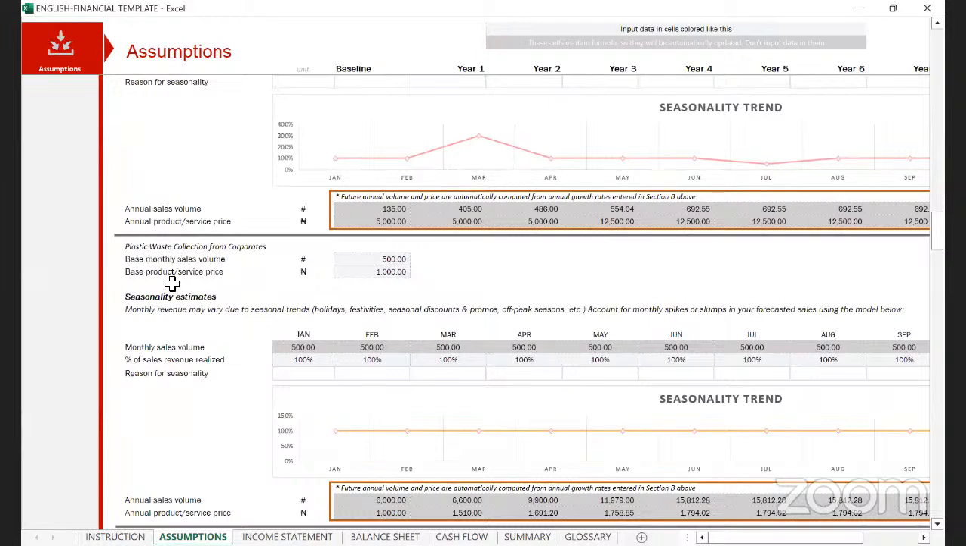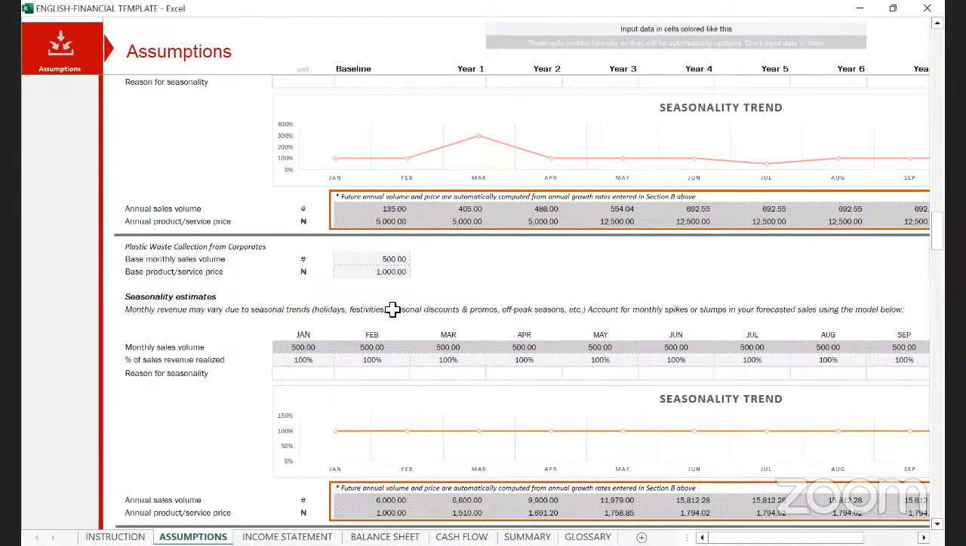The next product line, which was plastic waste collection from corporates, we're estimating that you'll be able to go, again, this is the business idea concept that I'm using to fill this financial model template, that you collect plastic and you recycle it, but you also have another business line where you ask corporates to pay you, and you come and collect all their plastic waste and you recycle it. For all that work to come and collect their plastic waste, you charge them a fee for collection.